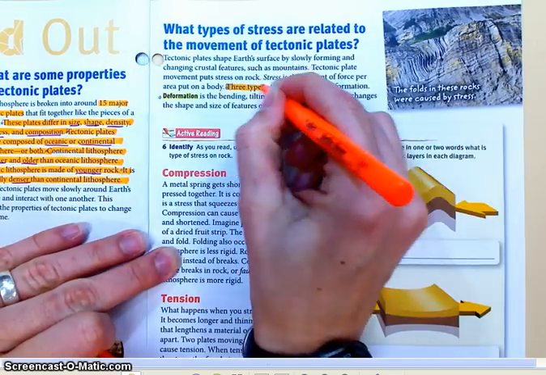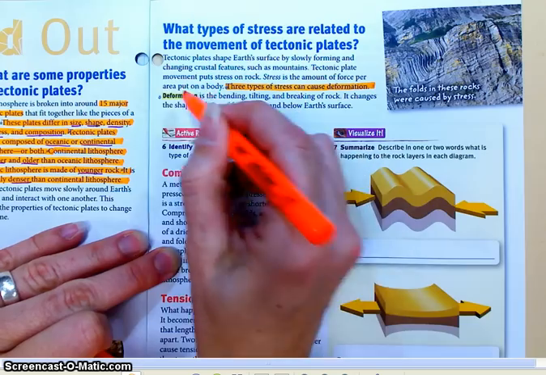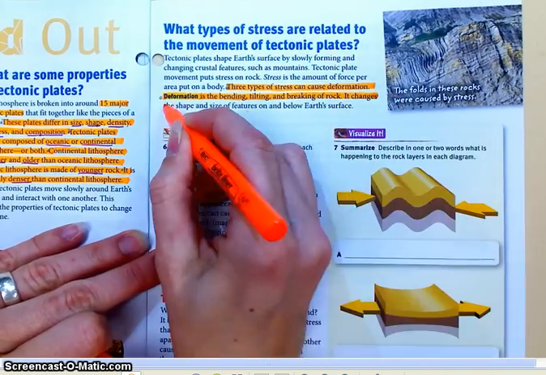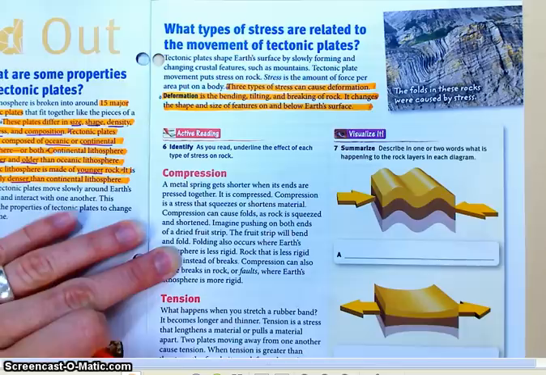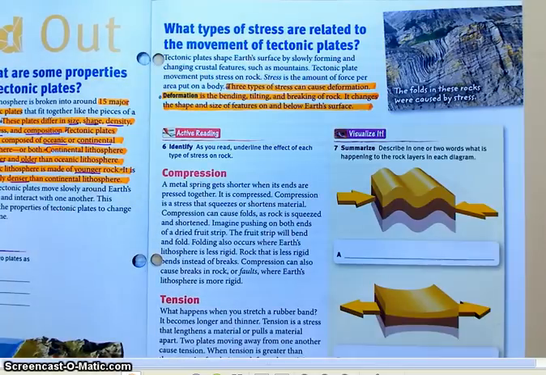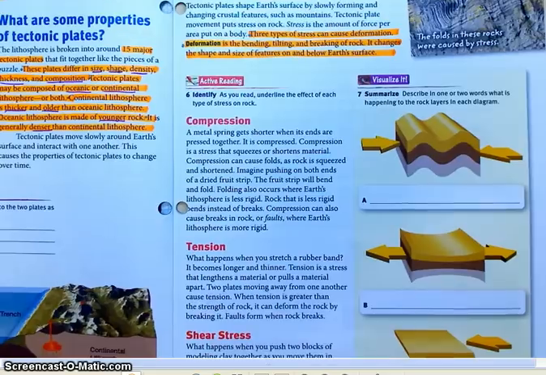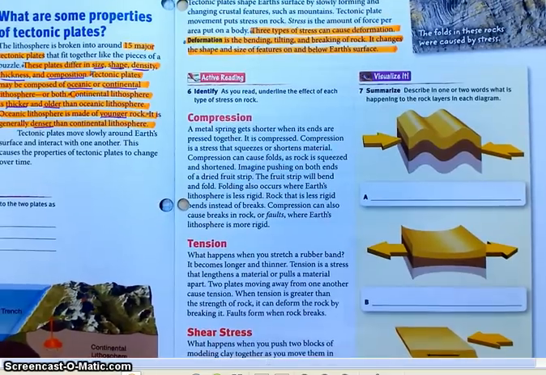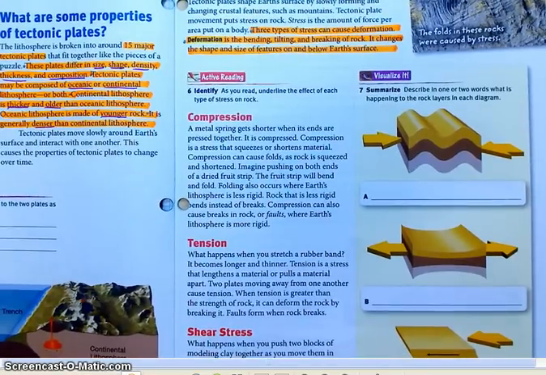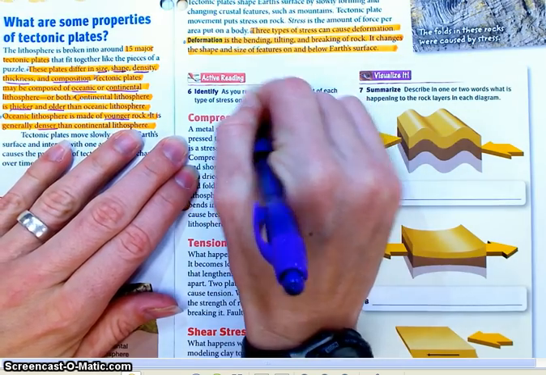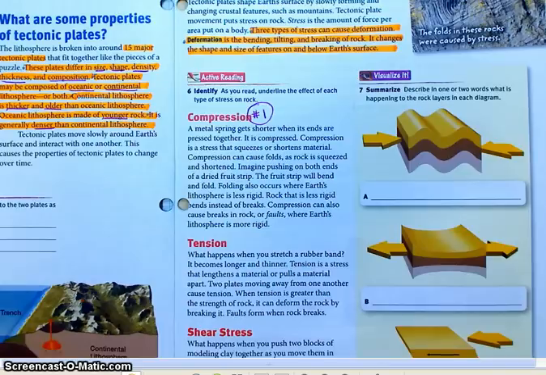So there are three types of stress that cause deformation. And deformation is bending, tilting, breaking of rock. All right. Types of stress. First type of stress we have that we can put on rocks, type of stress number 1, is compression.